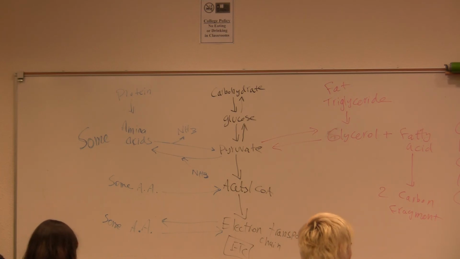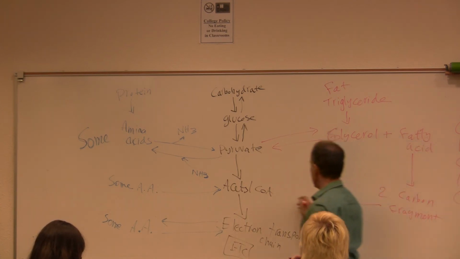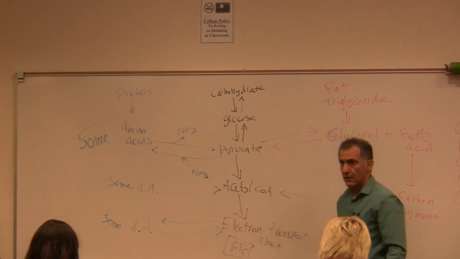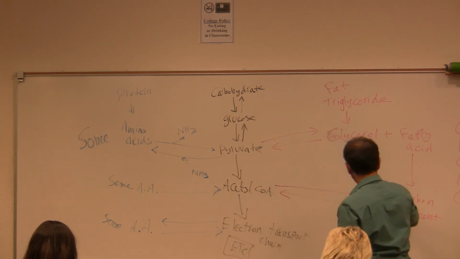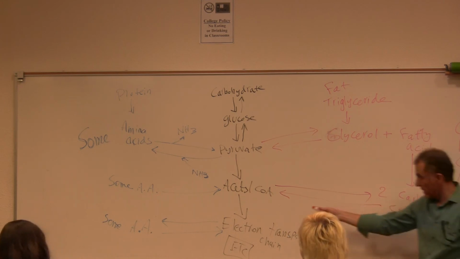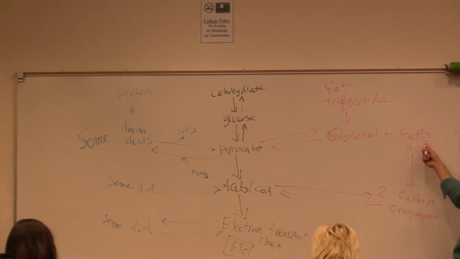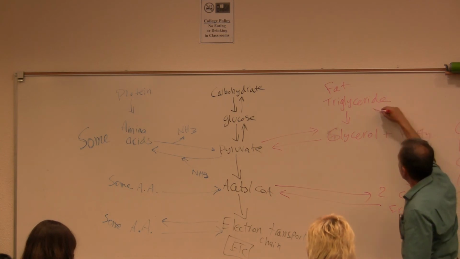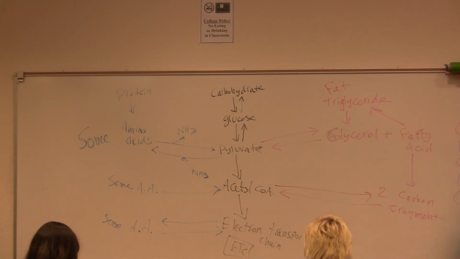1, 2, 3, 4, 5, 6, 7, 8, for example. The body breaks down to two carbon fragments. These two carbon fragments can become acetyl-CoA, and acetyl-CoA can become the two carbon fragments, and they can become fatty acids. And fatty acids can become triglycerides. Does it make sense so far?